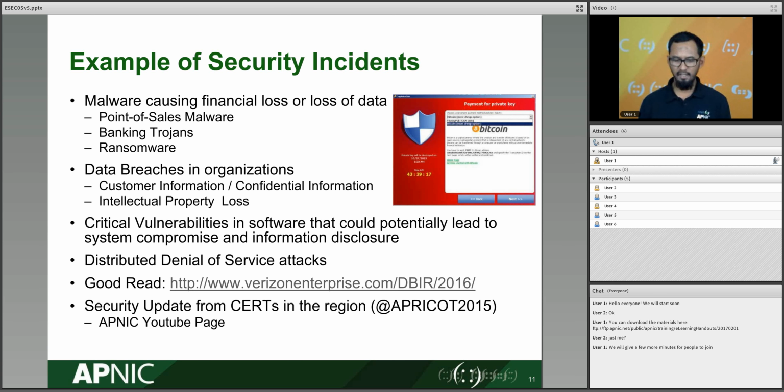Long story short, if you are interested to find out more about security incidents and the impact of these incidents, I highly recommend that you read the Data Breach Incident Report that is published annually by Verizon. It's a very good source of reference and information. And if you'd like to know about security incidents in different parts of our region, the Asia Pacific region, I also encourage you to check out the APNIC YouTube page, where we have sessions from previous conferences, such as Apricot or APNIC conferences, and we have the national CERTs from different economies sharing the incidents that they observe in their economies.